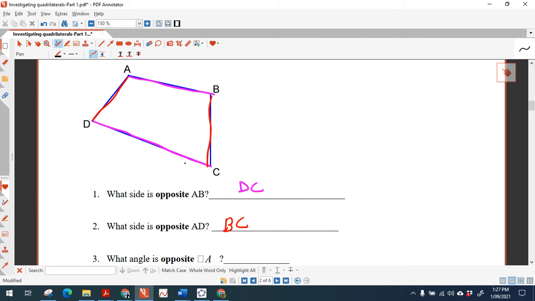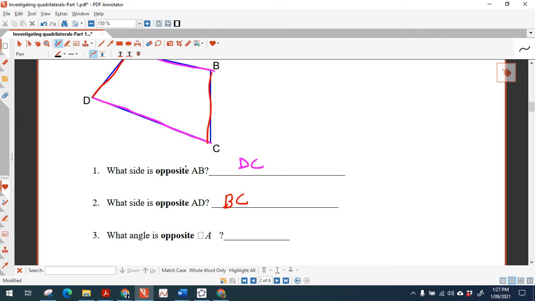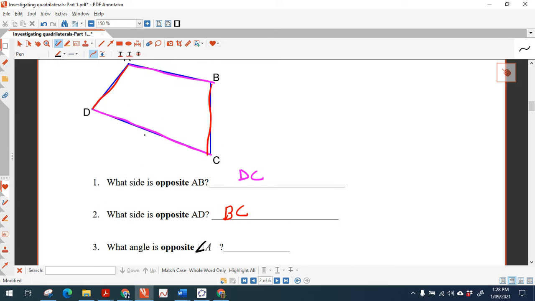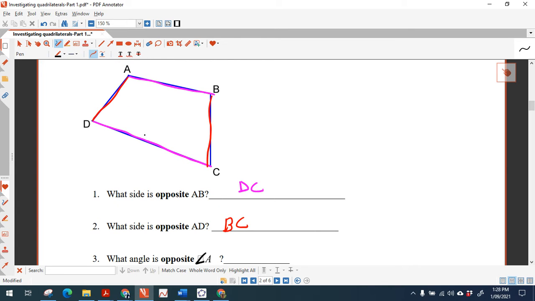All right, which angle is opposite angle A? This symbol here should not be a square. That should be the angle symbol there. Let me just fix it up. So that should be the angle symbol. Angle A is up here. Which angle is opposite angle A? Well, it's angle C. So let's write that down. Angle C.